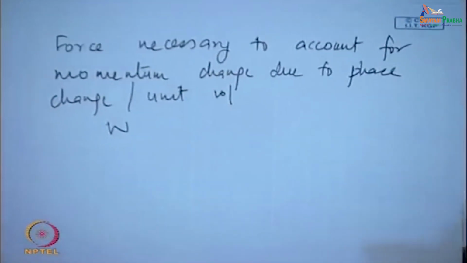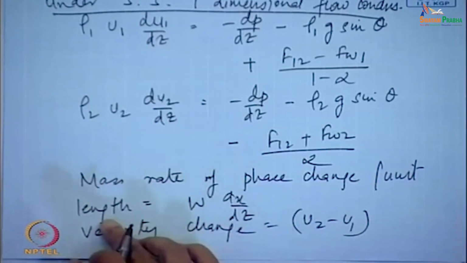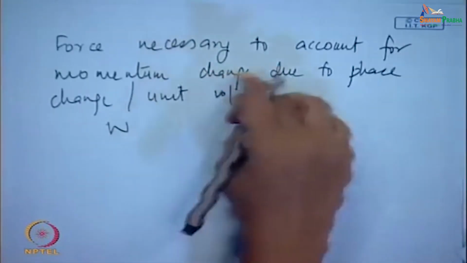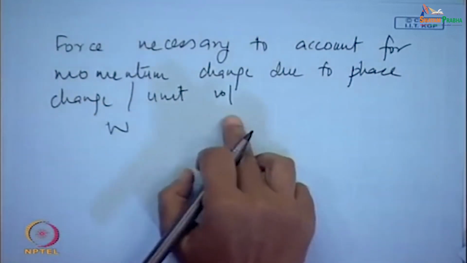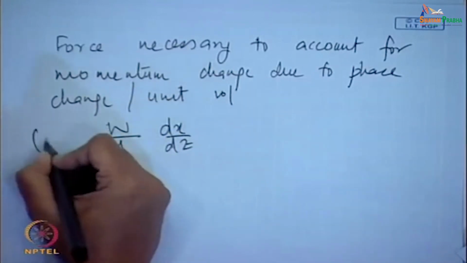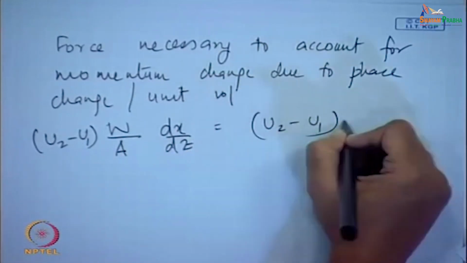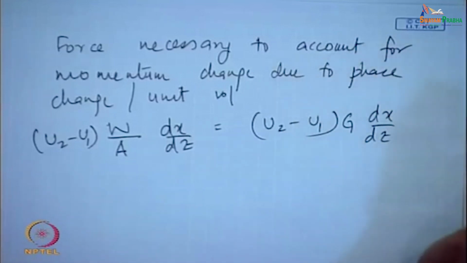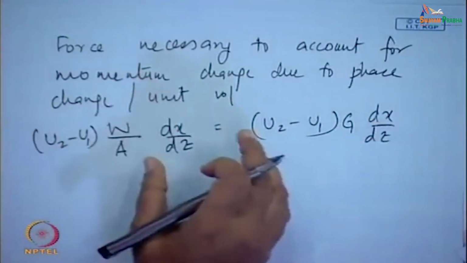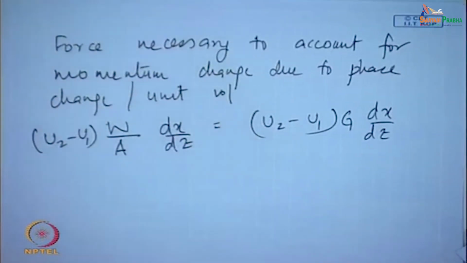Remember one thing, this mass rate of phase change per unit length was w dx dz. So, therefore, if it is per unit volume, it becomes w by a dx dz. Clear to you? So, therefore, force necessary to account for momentum change due to phase change per unit volume, this becomes w by a dx dz into u2 minus u1, or in other words, this is nothing but (u2 minus u1) g dx dz. Okay. So, this is the total force which is necessary to account for momentum change due to phase change per unit volume.